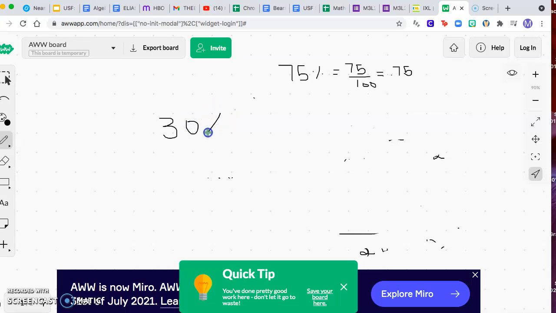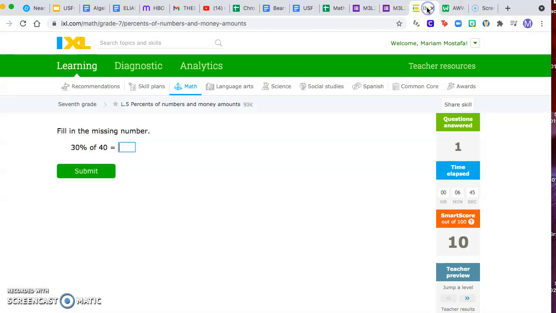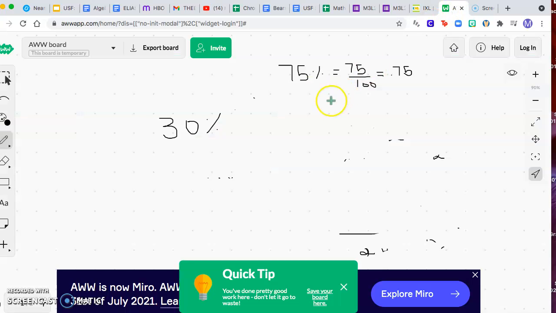30% of 40. So if I have to figure out 30% of 40, that means, again, we multiply 30% with 40. Now, 30% is 30 out of 100. So what that means, remember, is 30 hundredths, 0.30, which is what we learned yesterday, the same as 0.3.